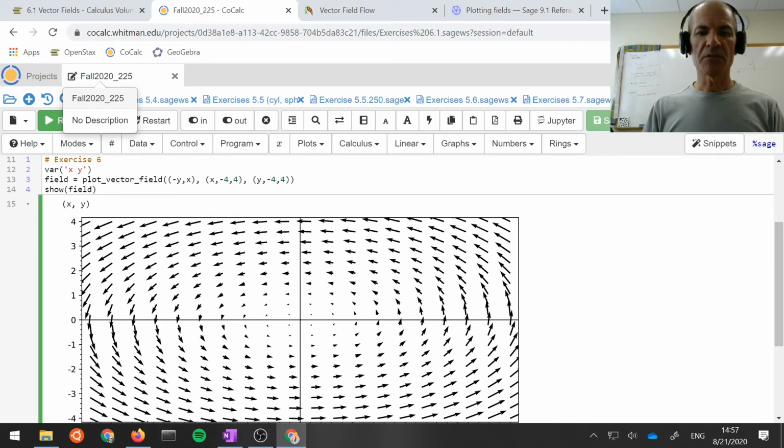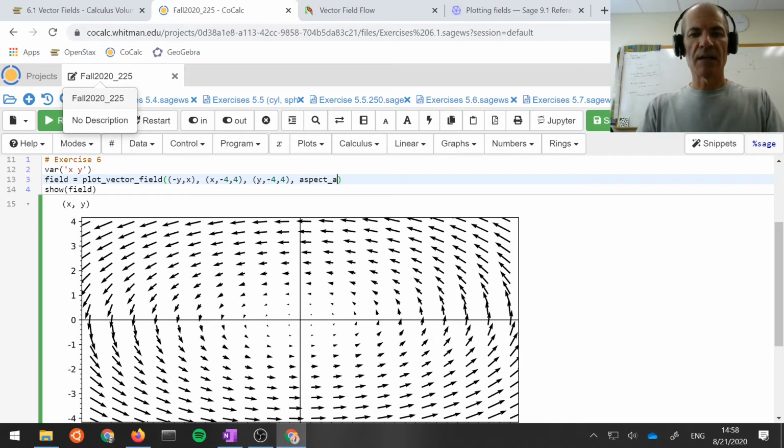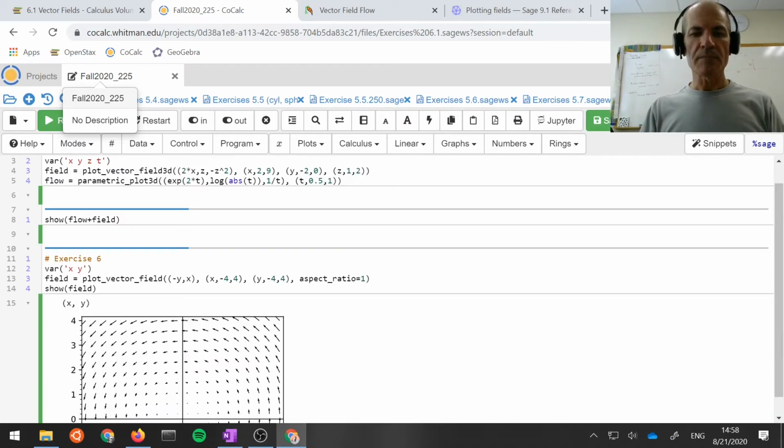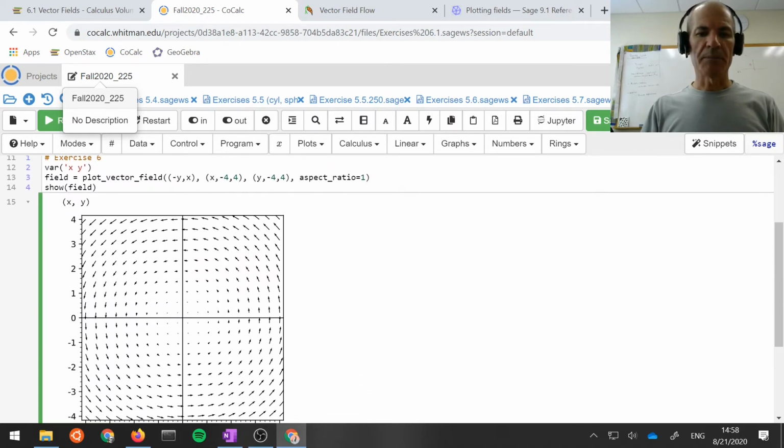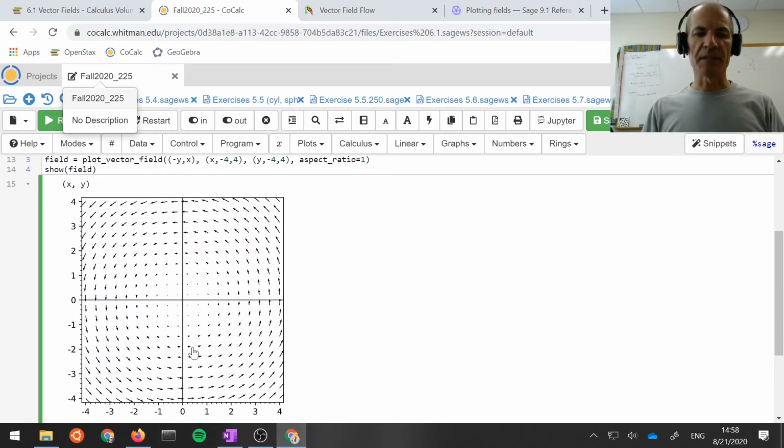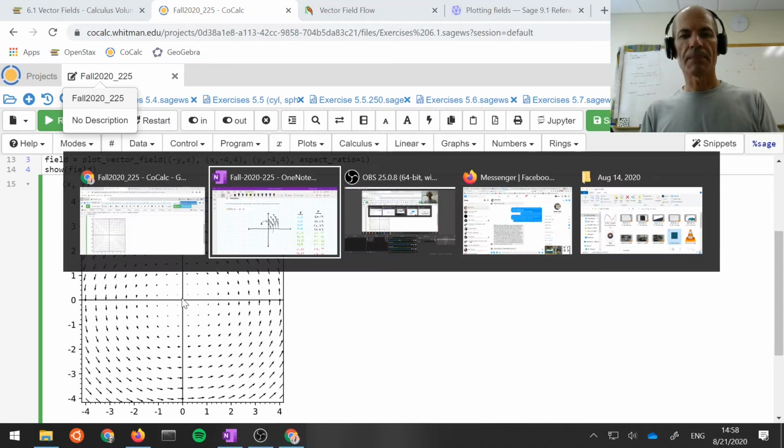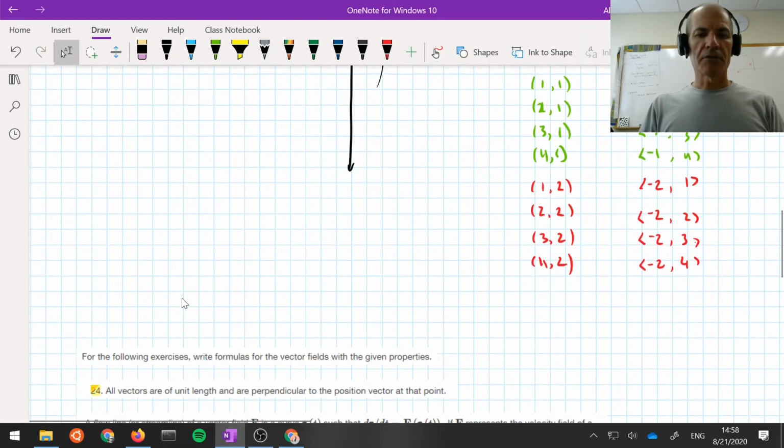You know what? I think we can set the aspect ratio here too. To 1. And then that's a little bit better. It's not an elliptical sort of flow, it's actually a pretty circular flow. And we see that the magnitude of the flow gets large as we get away from the origin and is really small near the origin. Great. All right, let's look at another one here.